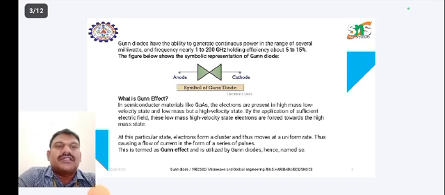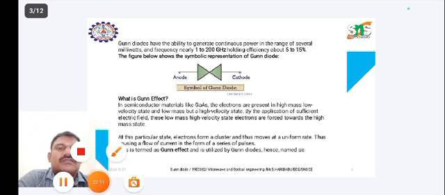What is the Gunn effect? In semiconductor materials like gallium arsenide, the electrons are present in two states: a high mass, low velocity state, and a low mass, high velocity state. By the application of a sufficient electric field, the low mass, high velocity electrons are forced towards the high mass state. At this state, the electrons form a cluster and thus move at a uniform rate, causing a flow of current in the form of a series of pulses. This is termed the Gunn effect, and it is utilized by the Gunn diode, hence named so.